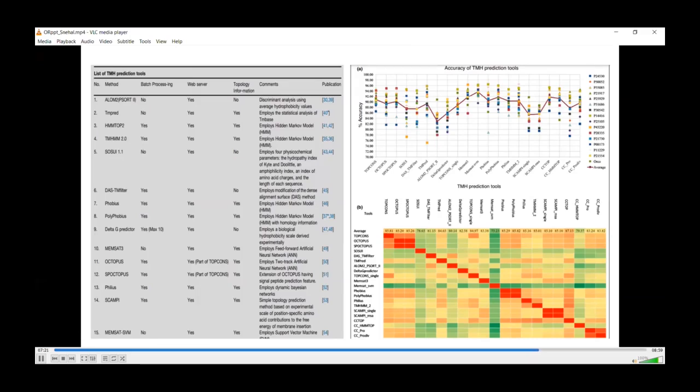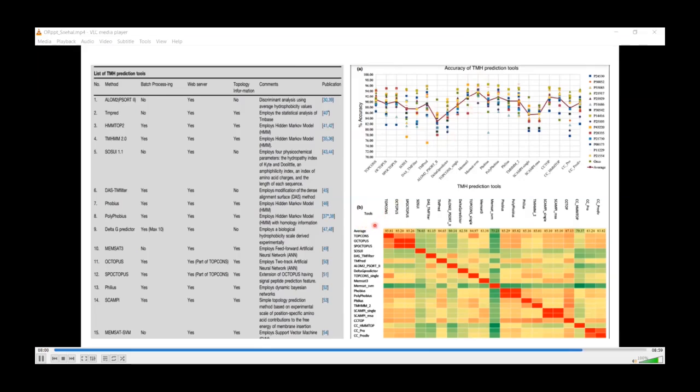Here we first gathered information on all available transmembrane helix prediction tools, which was more than 20 at that time point. And then we applied these to newly identified GPCR structures, and we looked at the accuracy of this prediction. When we did this, we saw that accuracy typically ranged from 82% to around 94%, with some prediction tools performing much better compared to others, like MEMSAT SVM.